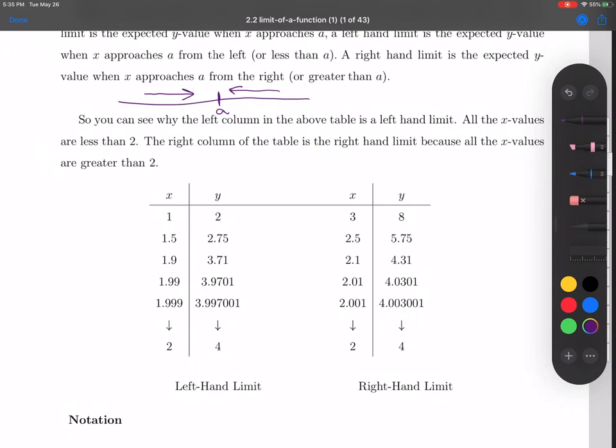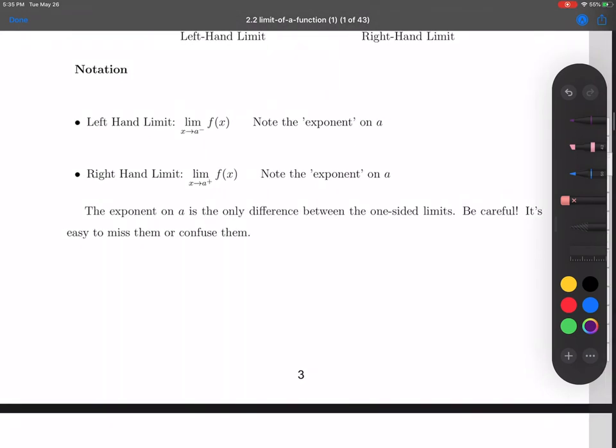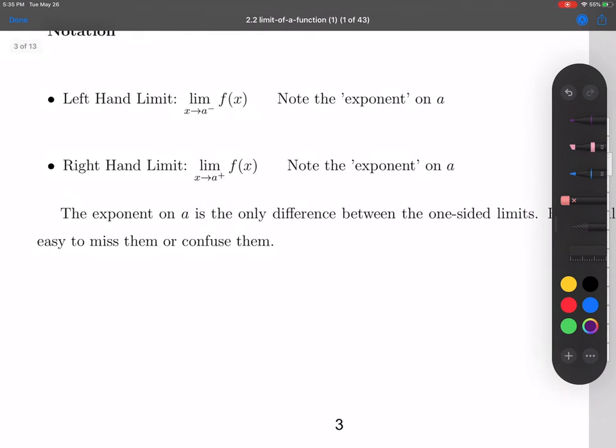So you can see why the left column in the table above that we just talked about is called the left-hand side limit. The values are from the left side of the value in question, a, and then the right follows with the same logic. Okay, so talking about this, there is some notation to denote if you are talking about a left-hand limit and a right-hand limit, and that is going to be down here. So check it out. It's not too crazy.